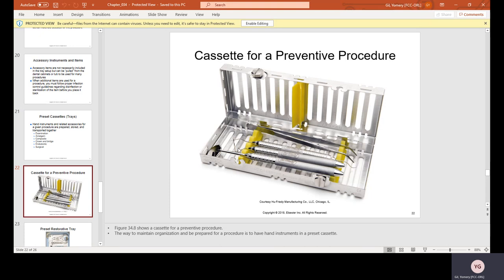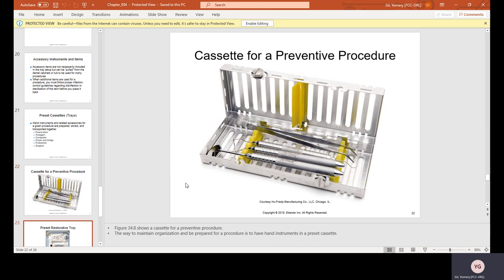Okay, it's metal. And what they do is they put the instruments in there, and you can actually sterilize the instruments in here already, so that all the instruments for a specific procedure are already all together. You just pull it out of the autoclave, ready to use, and you don't have to be looking for the specific instruments for that procedure. It's already all together. More than likely, you might not see this in a dental office, depending on where you go. I see this a lot with hygienists, so they keep their certain instruments for cleanings together.